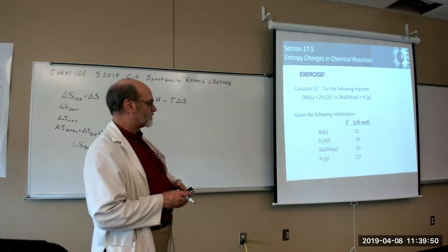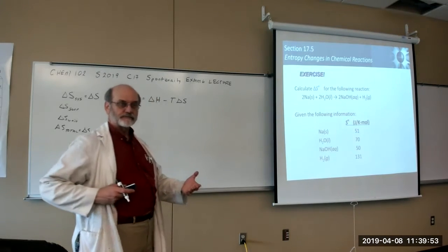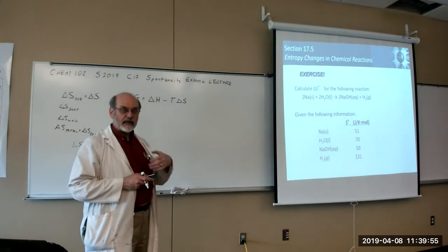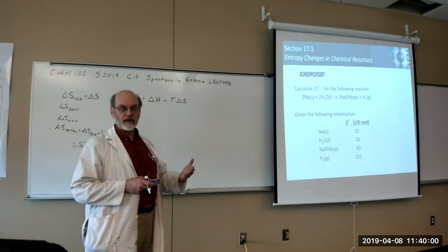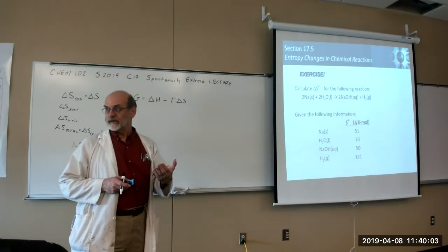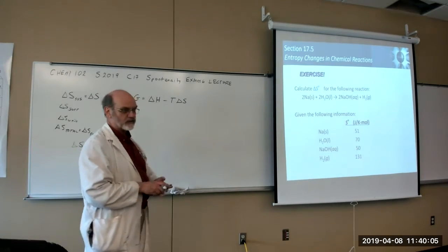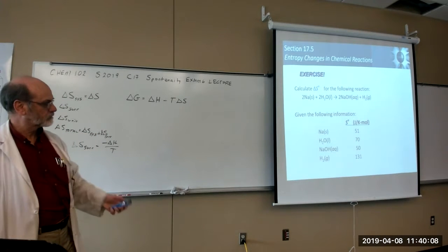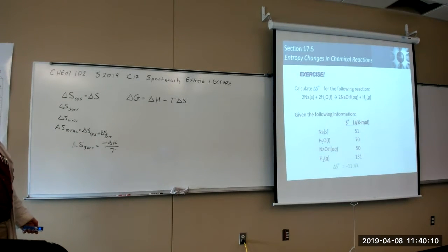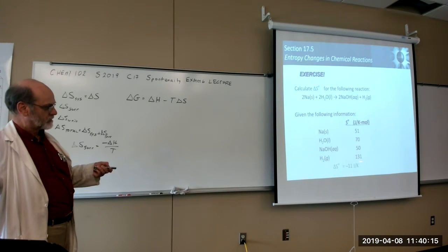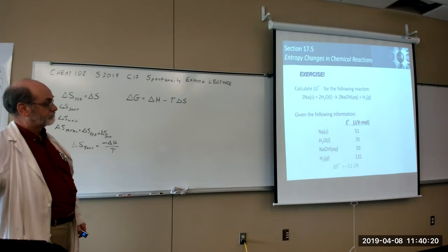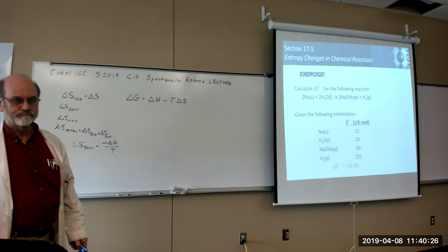Okay? So if we have products minus reactants, then if the entropy of the products, all the products combined, is greater than the entropy of the reactants, then we have a positive entropy for that reaction. In this case, we don't. We have a negative entropy. So these values for these standard entropies are just already calculated for us and will be a given.